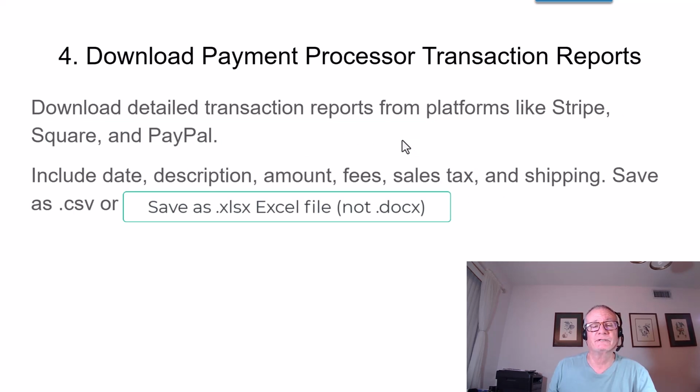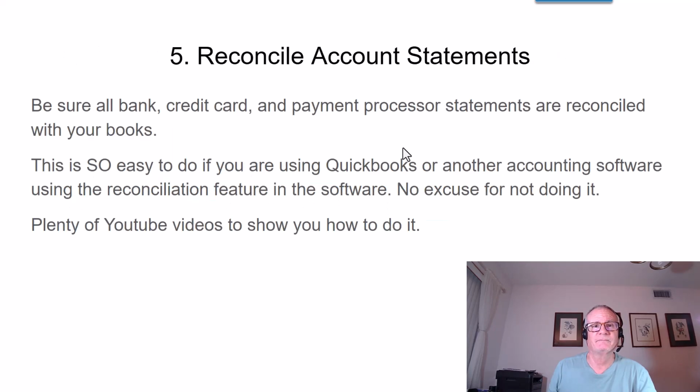Download payment processor transaction reports. So that would be transaction reports from platforms like Stripe, Square, or PayPal. Be sure you have the date, the description of the transaction, the amount, the fees, the sales tax, the shipping. Again, save them as a CSV or a docx file.